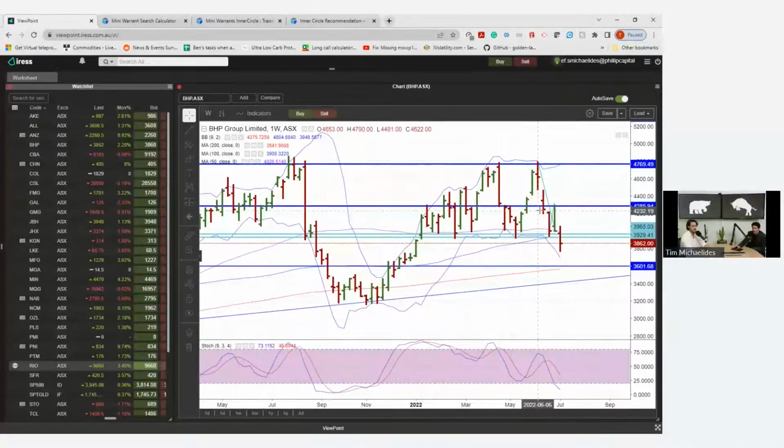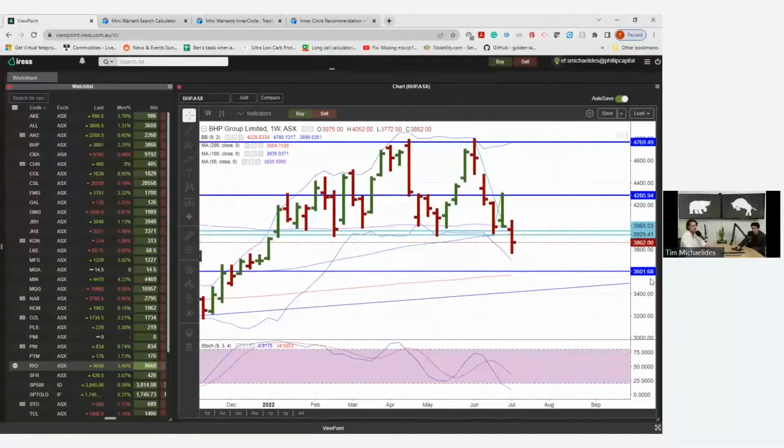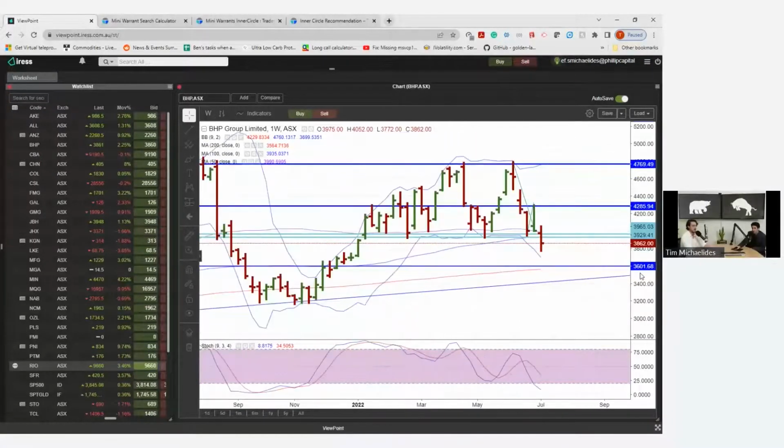So I have a feeling that you could see, is that $36? I'm pretty sure it is. Yeah, $36 is the target for BHP. Might not get there, but there's a lot of things pointing to $36. If nothing else changes fundamentally right now, guys, it would probably get down there. I reckon it will, in my opinion. There's a lot of reasons for it to get down there.